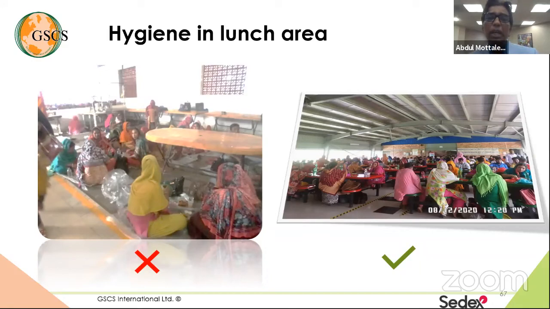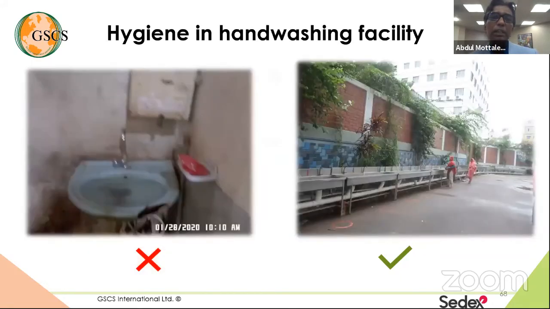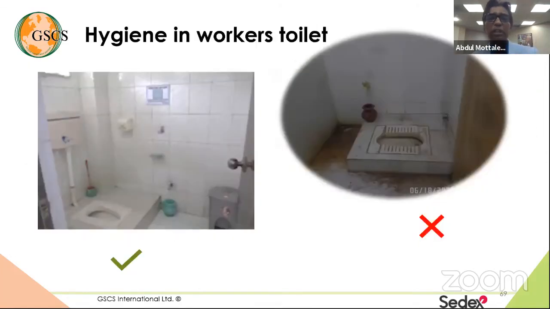If we go to the next area, we can see this is the washing facility and another improvement on the right side picture, which is also the washing facility. So it is very clear to identify the difference between the different factories. That is also the toilet facilities.